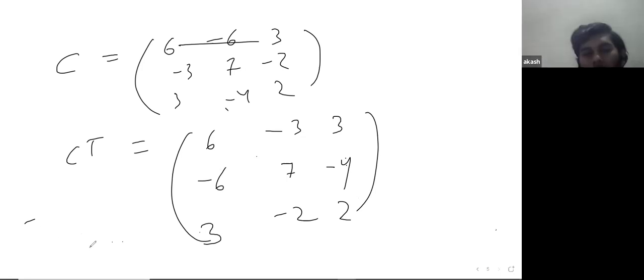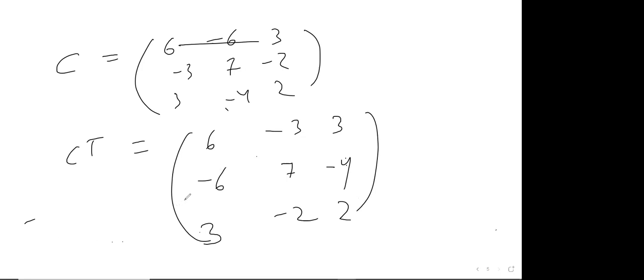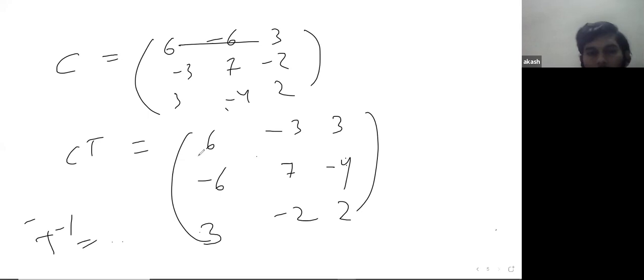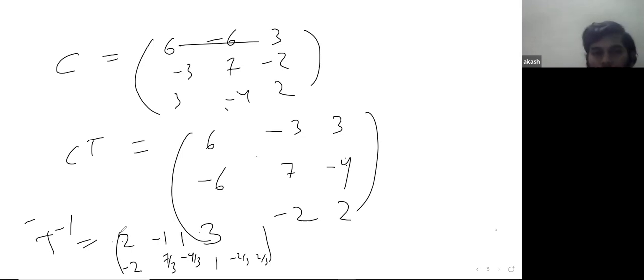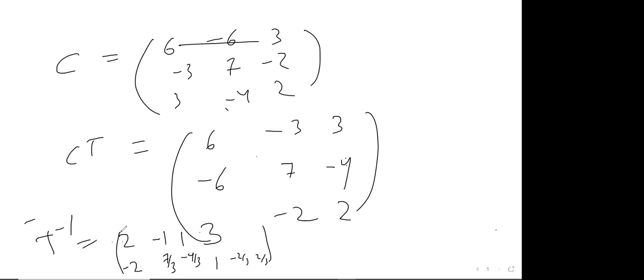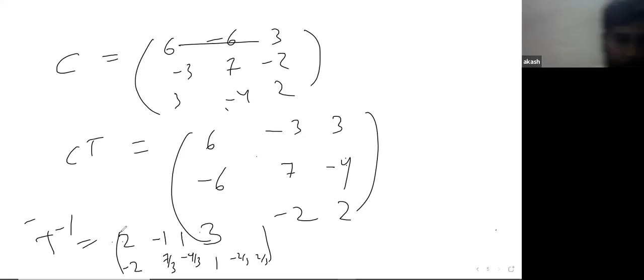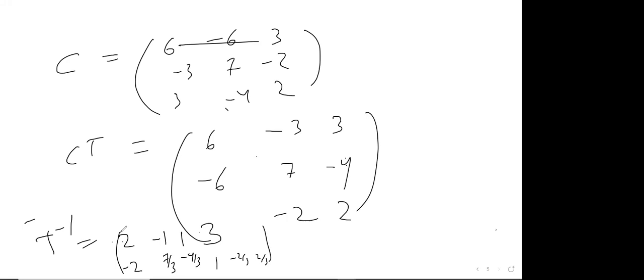And the final step is to multiply it with 1 over the determinant. Yeah, right. So the T inverse we have is 1 over 3 multiplied by 2 minus 1, 1 minus 2, 7 over 3 minus 4 over 3. The last row would be 1 minus 2 over 3, 2 over 3. Okay. Yes, sir. This is the way you have to calculate the steps. All right. Yes, sir. Okay.